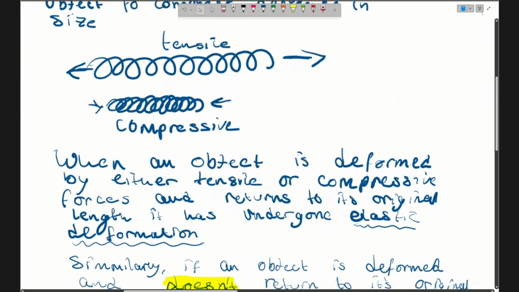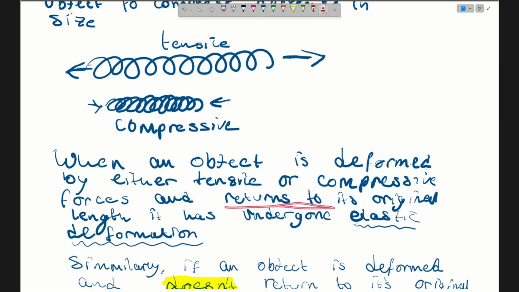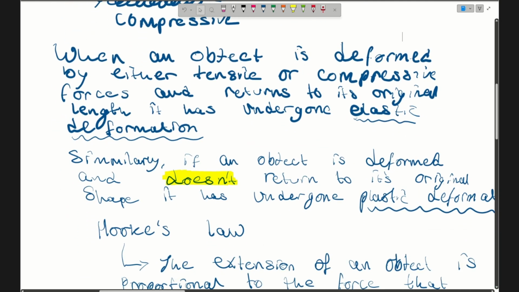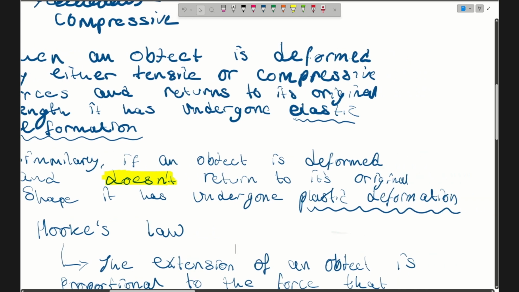So when an object is deformed either by tensile or compressive forces, and it returns, this is the key part, it returns to its original length, it has undergone elastic deformation. This is a key definition here for elastic deformation. Similarly, if an object has been deformed and this time doesn't return to its original shape or length, whichever you want to call it, these are, in this case, interchangeable, it has undergone plastic deformation.